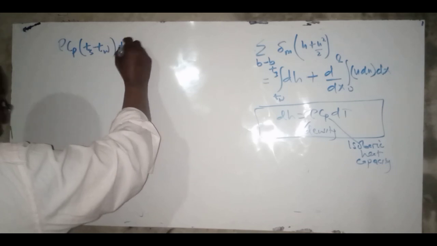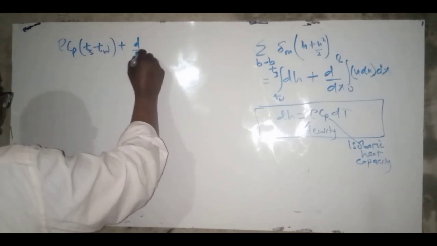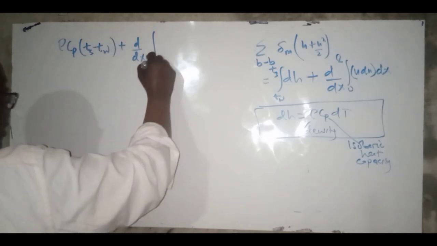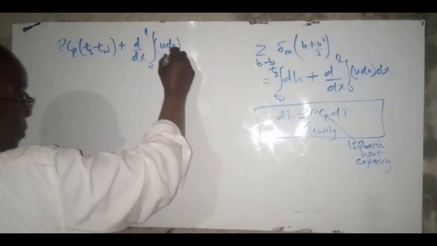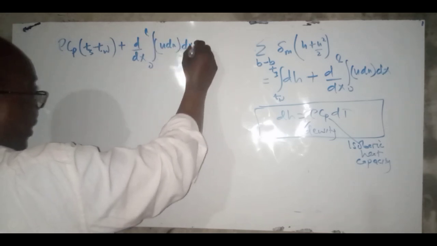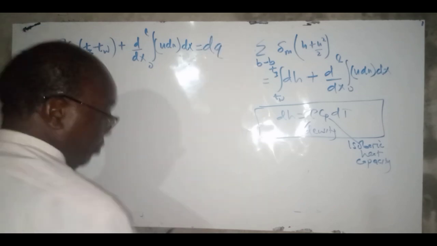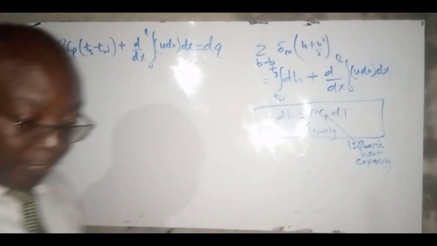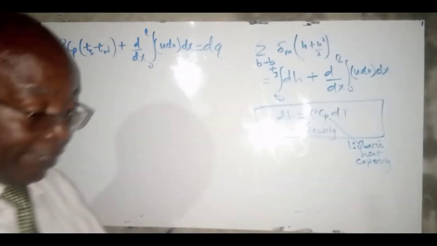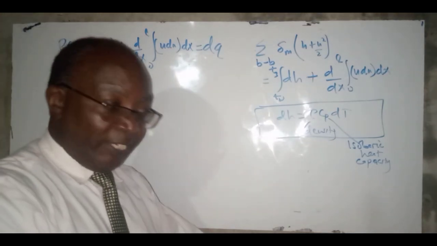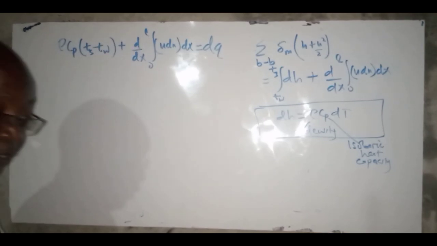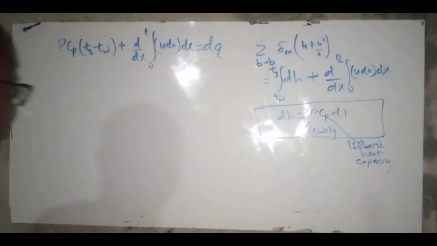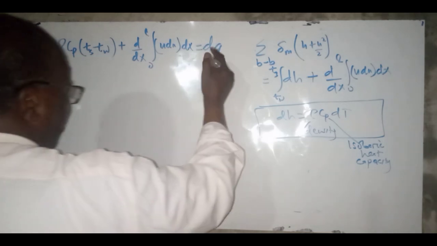plus d/dx of the integral of L u du dx is equal to dq. Because we say that there's no work done on that mass, neither does it do work, nor is work done on it, and the balance, they cancel out. So we assume that the work done on it is 0. So we have this expression.